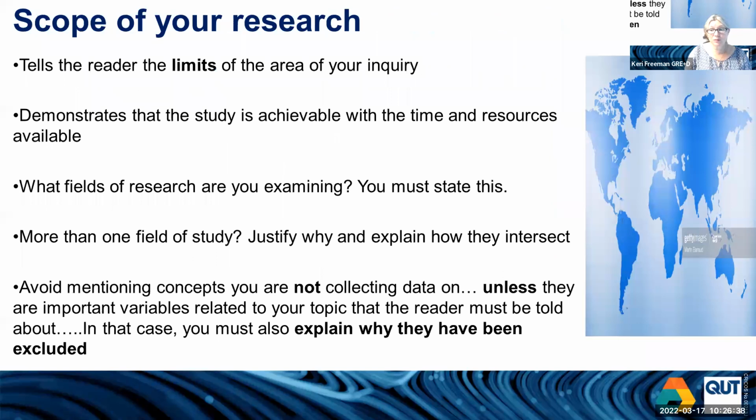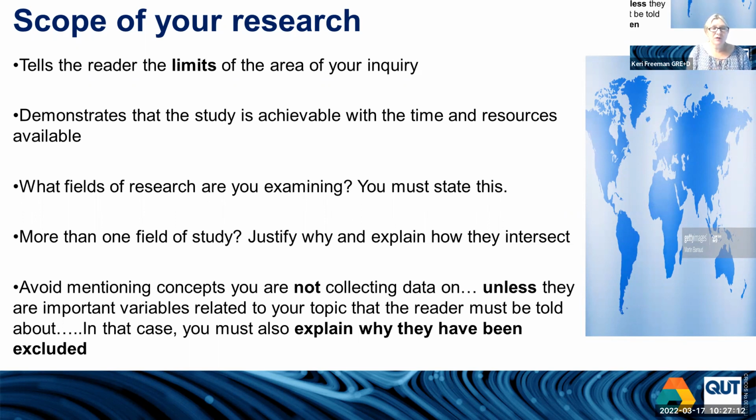All right, the scope of your research, super important as well. We need to tell the reader in the introduction very briefly, then you're going to extend in the lit review. What are the limits of your area of inquiry? You're showing that this is an achievable study as well. Be very clear about the research fields that you're examining. Maybe you're crossing between more than one field of study, which is perfectly fine. People do that all the time. You need to justify why, though, and you need to explain how they intersect.